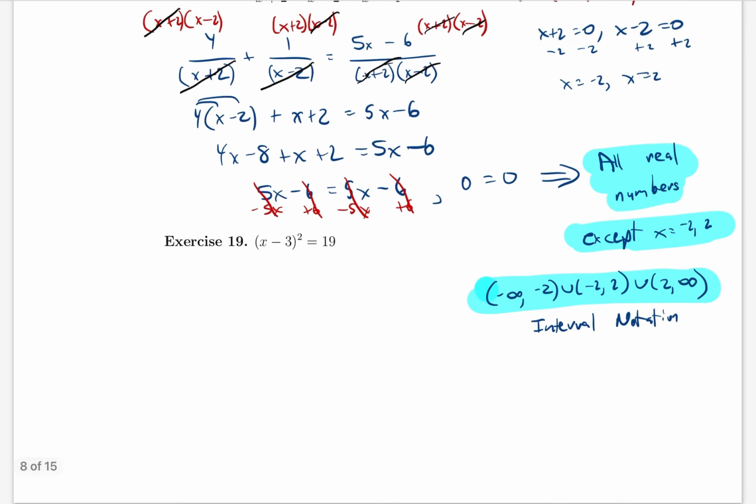All right, the next example. In order to solve an equation that involves a square, you need to undo the square by taking the square root of both sides. So the square and the square root cancel each other out, and you're left with x minus 3. However, whenever you take the square root of both sides of an equation, you always introduce plus minus. So plus minus the square root of 19, and then the final step is to add 3 to both sides.